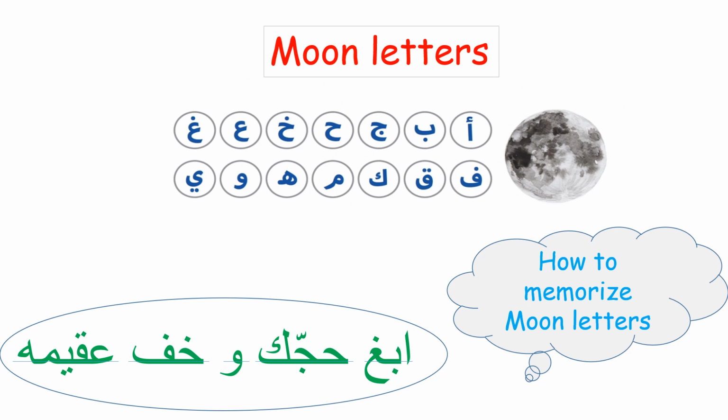The reason why, when forming this kind of sentences, it is more like a matching puzzle. No letter of the group should be left behind, and there is no place for intruders, even if they could serve the meaning and make the sentence more meaningful or compelling. So one more time, our moon letters are ابغي حجك وخف عقيمه.